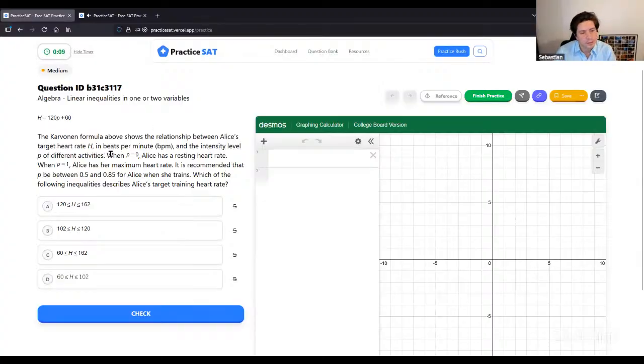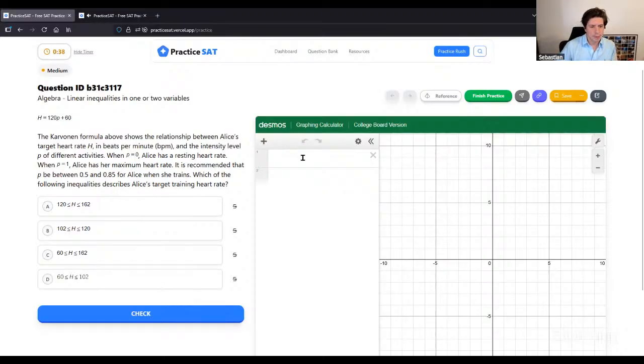The formula above shows the relationship between Alice's target heart rate H in beats per minute and the intensity level P of different activities. When P equals 0, Alice has a resting heart rate. When P equals 1, Alice has her maximum heart rate. It is recommended that P be between 0.5 and 0.85 for Alice when she trains. Which of the following inequalities describes Alice's target training heart rate?